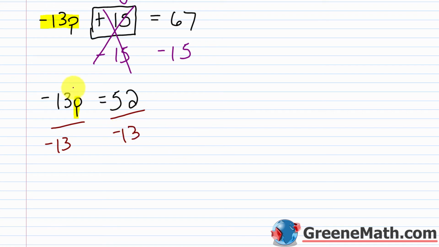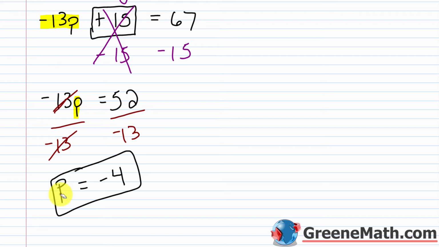Very, very simple. So this cancels with this, and I'm just going to have p. And then over here, what is 52 divided by negative 13? Well, it's going to give me negative 4. And that's my solution. P is going to equal negative 4. All right, let me erase everything, and then we're going to go back and check.